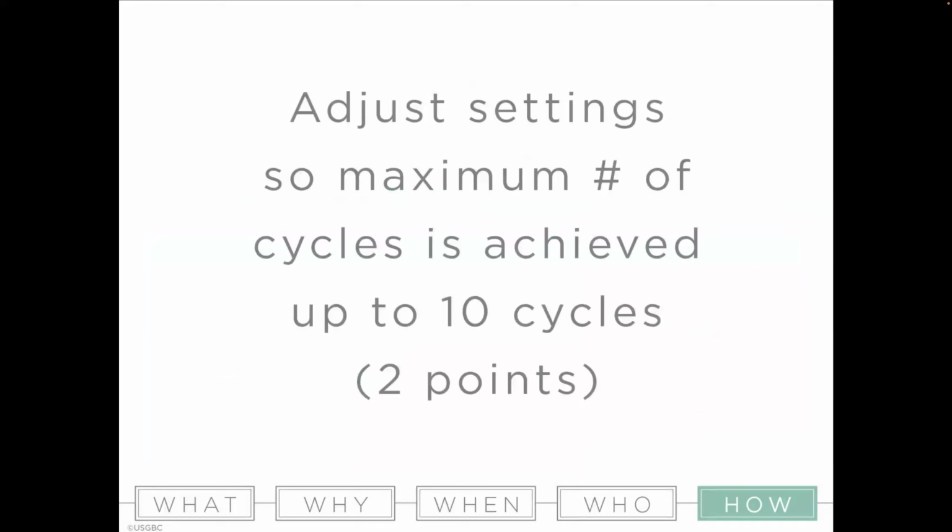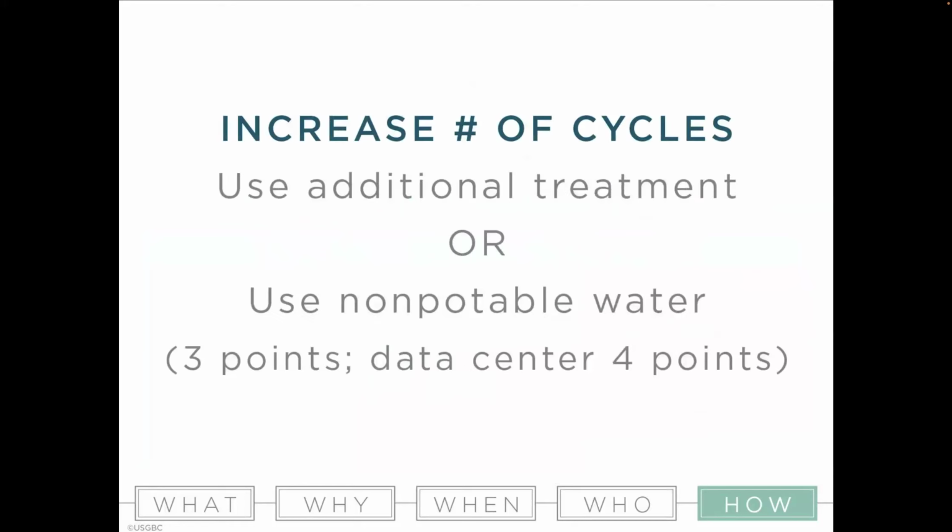All right. So these are kind of key buzzwords. And then you adjust the settings for the maximum of cycles. So you can go up to 10 cycles. They don't want you to do more than 10 cycles. 10 cycles is kind of like the holy grail. It's really hard to do. But if you can do the analysis and then adjust so that you're increasing the amount of cycles, then you get some good points there.